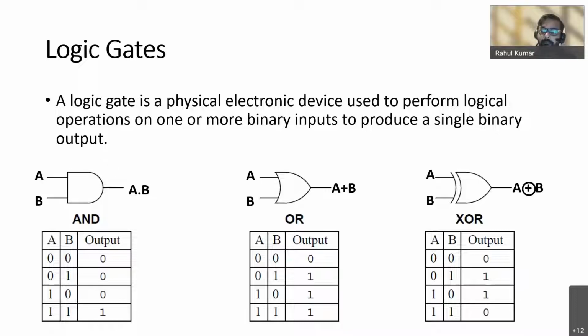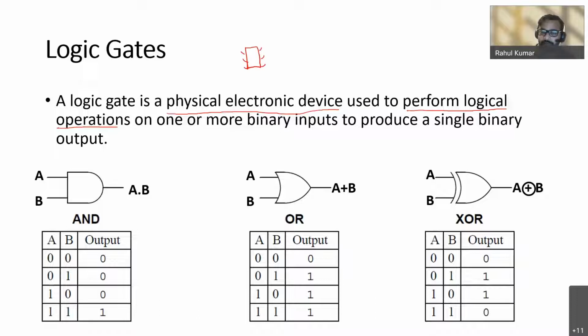I think you all might have studied logic gates, or you must be aware of logic gates. But just to give you a little introduction, I will take this topic. So logic gates are physical electronic devices. That means they are actual electronics. They exist, right? They are small chips, some rectangular chips like that you might have seen or even used at some point, right? They are used to perform logical operations on one or more binary inputs, right?